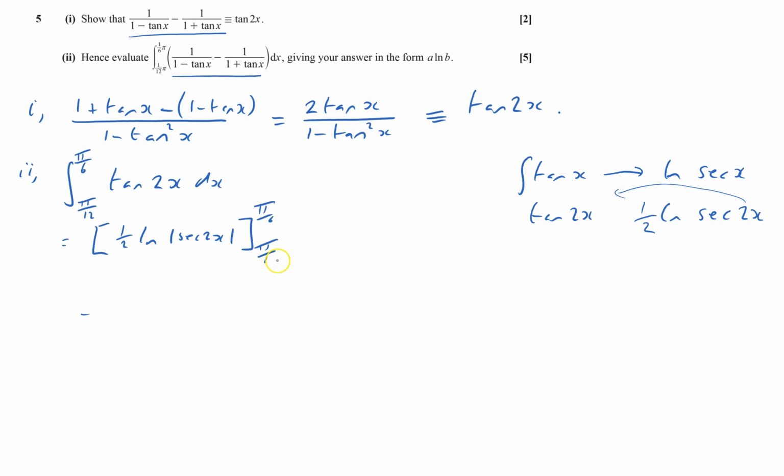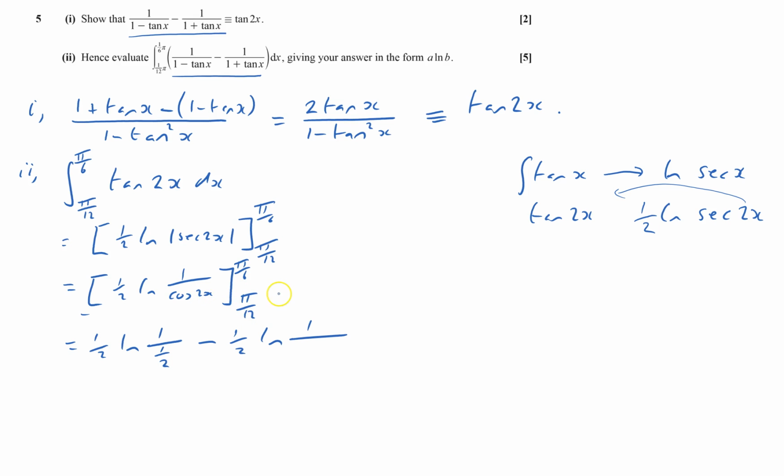between pi over 6 and pi over 12. Sec x, we know what that means, so it's a half ln 1 over cos 2x between pi over 6 and pi over 12, which equals a half of ln, and it's 1 over cos of that. That's pi by 6, so 2 times that will be pi by 3, so that's a half, minus a half ln 1 over, and 2 lots of pi by 12 will be pi by 6, so that's going to be root 3 over 2.